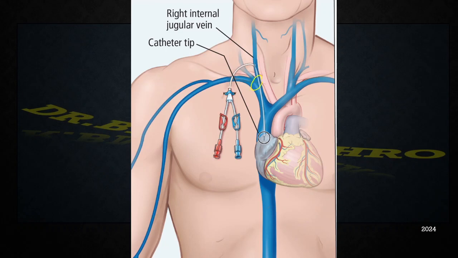So this is the right internal jugular vein. So this is the entry site. It forms a subcutaneous tunneling and it appears like this. And this is a schematic diagram of how the permacath appears.